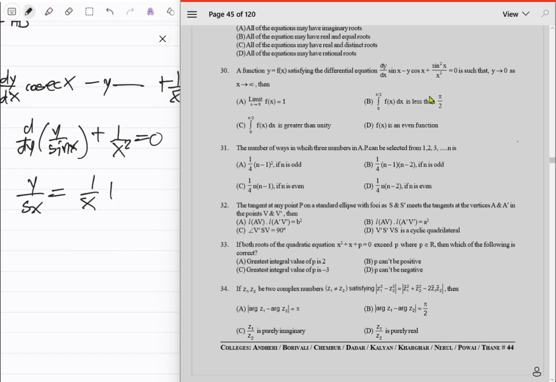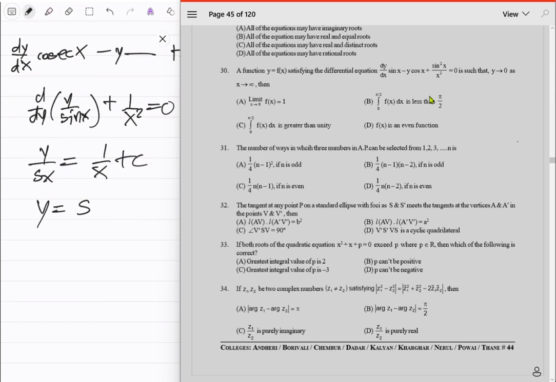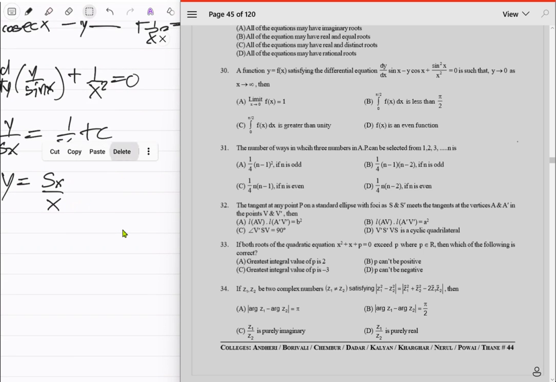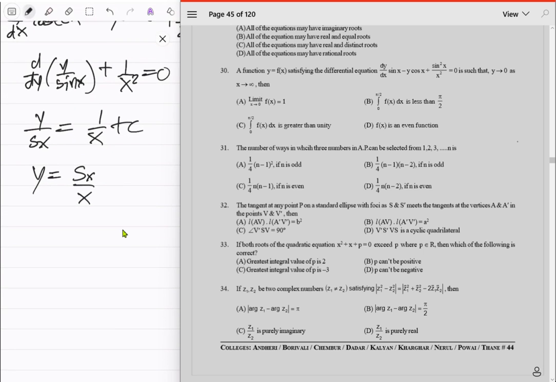Just 1 upon x plus 1 of constant, which means that y is equal to sin x upon x plus some constant times sin x. Okay, and it's just that y approaches 0 as x approaches infinity, so that will be 0, and we can't have c not equal to 0 because otherwise it is divergent, so the limit doesn't exist basically. So this must be the thing, y equal to sin x upon x, right? Okay, so limit of f(x) as x goes to 0 is just 1, yes, right, so A is correct.